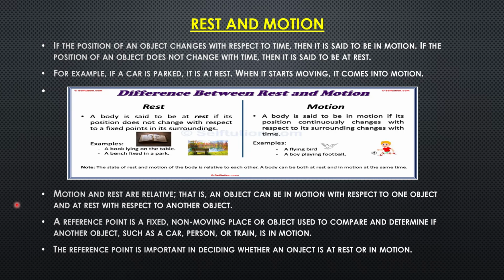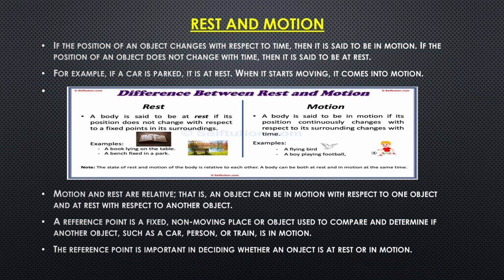which can be explained like this: an object can be in motion with respect to one object and at rest with respect to another object. Now here comes a specific point which is known as reference point. What is a reference point? A reference point is a fixed, non-moving place, or you can say any object, which is used to compare and determine if another object, such as a car, person, train, or anything else, is in motion.